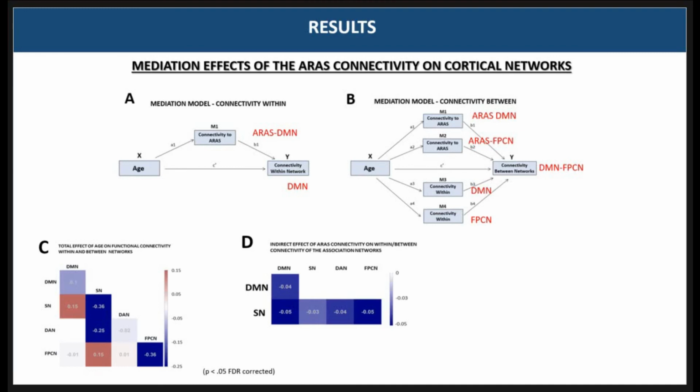And what we see is that the connectivity of the arousal system to the default mode network mediates age-related decline in the connectivity within the default mode network, as we can see here. And the connectivity of the arousal system to the salience network mediates age-related decline in the connectivity within the salience network here, as well as the salience network's decreased connectivity to the default mode network, dorsal attention network, and frontoparietal control network.